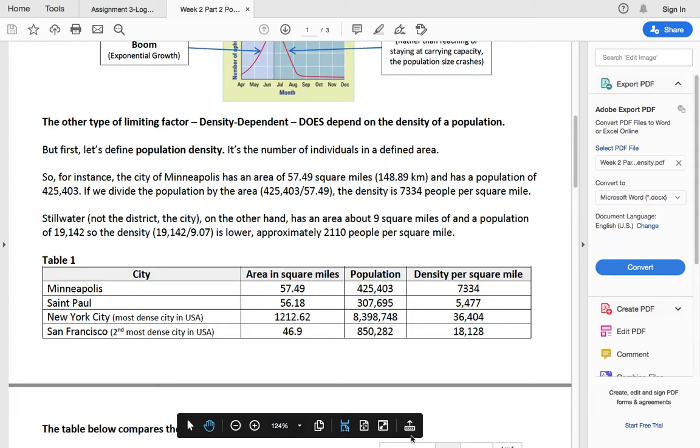So, for example, the city of Minneapolis has an area of 57.49 square miles and has a population of 425,403 people. If we divide the population by the area, we find that the density is 7,334 people per square mile.